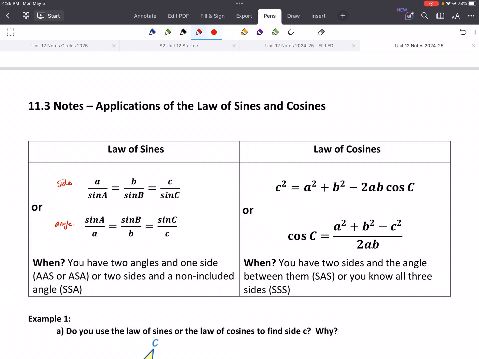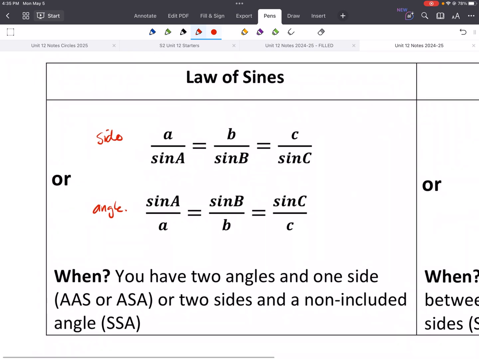Right, welcome everybody. Today we're finishing up with the applications of the law of sines and cosines. So just a quick reminder of these two laws, sines and cosines. Here we have the law of sines. Again, you can choose which one you want to use. Really, the top works really well if we're trying to solve for the sides.